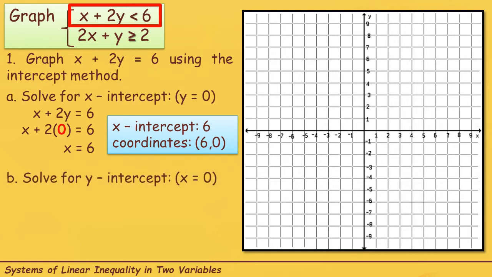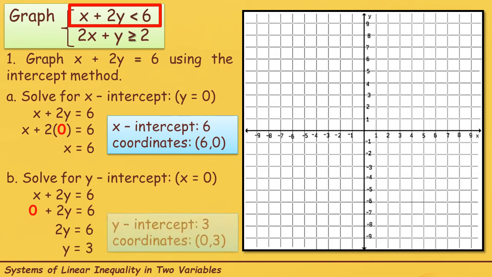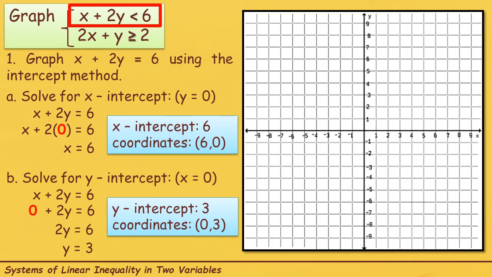I-solve naman natin ngayon ang y-intercept. To solve the y-intercept, x is equal to 0. x naman ang papalitan natin ng 0. From the equation, x plus 2y is equal to 6, x natin ay magiging 0 plus 2y is equal to 6. Pwede nang hindi isulat si 0. Magiging 2y is equal to 6. y is equal to 3. Therefore, the y-intercept is 3 and the coordinates of the y-intercept is (0, 3).